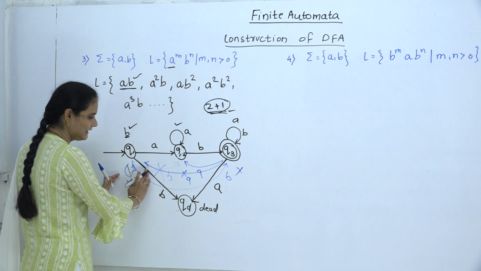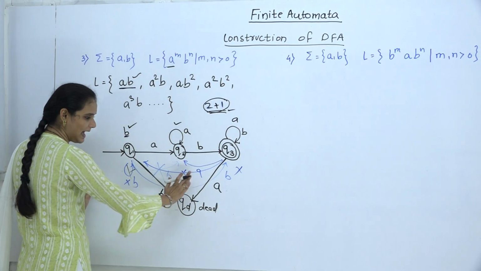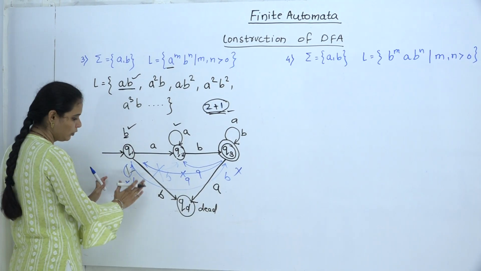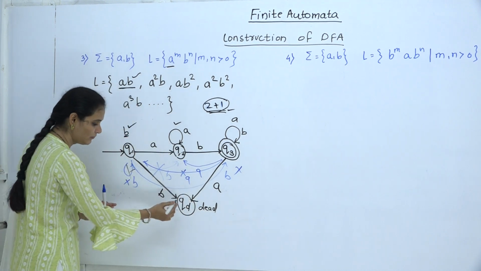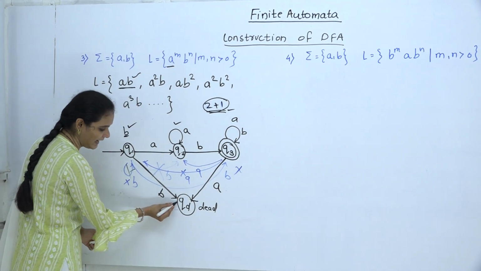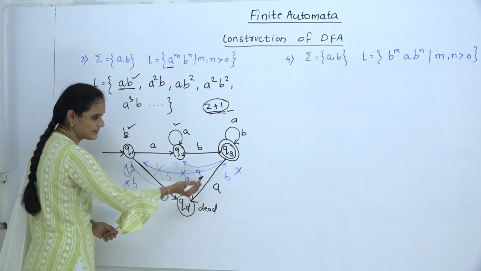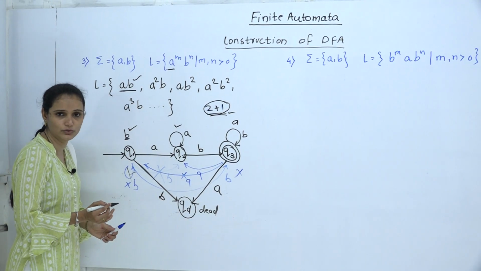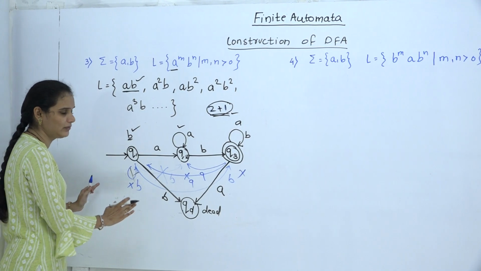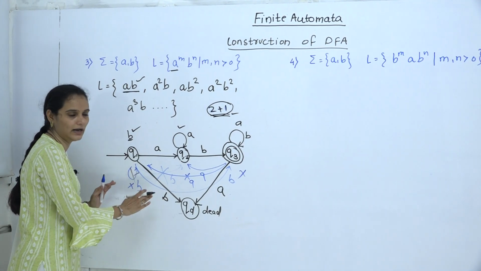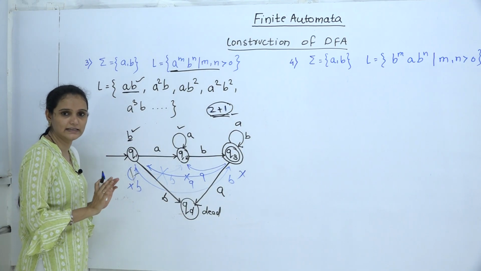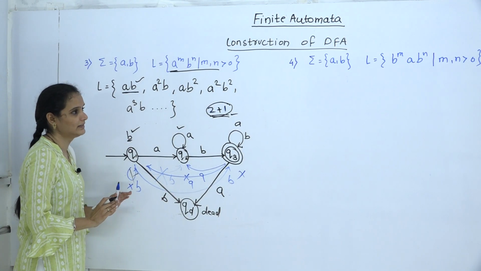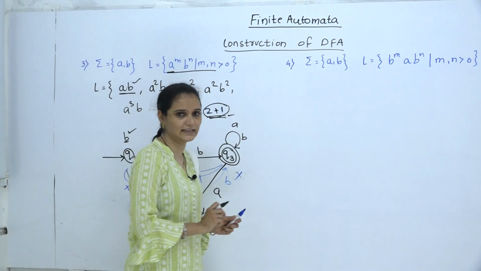So neglect all these blue lines and blue symbols. Only consider what we have designed in the black color. So we have considered the dead state, and the B transition goes to the dead state, and the A transition of Q3 goes to the dead state. So that is our final deterministic finite automata for that particular language. Okay, understand, students? Now we will move towards our next example.